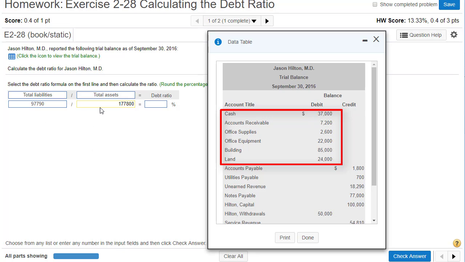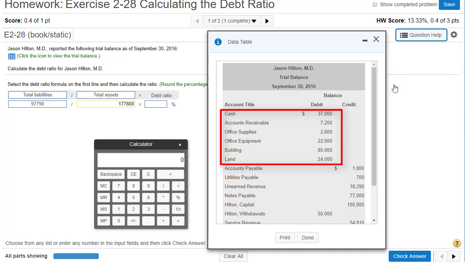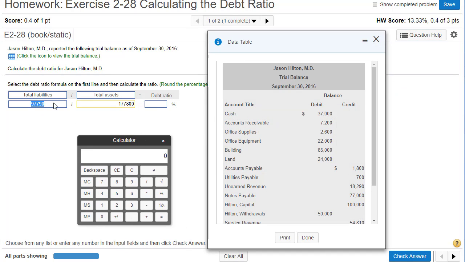of assets. So now we have to figure out, of the $177,800 of assets, what percentage of that is financed, in other words, owned by others. So to calculate that, I shouldn't have closed my calculator. We're going to take this number divided by this number, and then to convert it to a percentage, multiply by 100, or just move the decimal over 2 places. So 97,790 divided by 177,800 equals 0.55 times 100 gives us 55%.